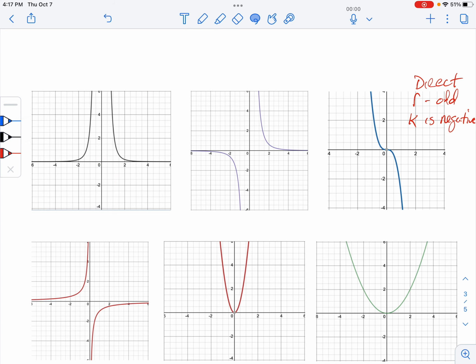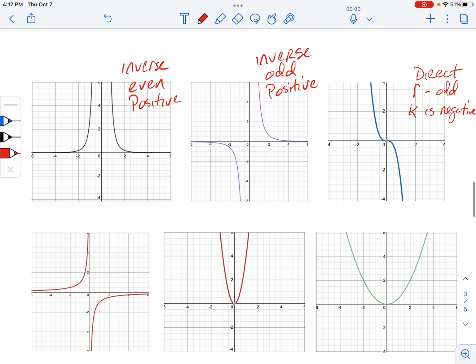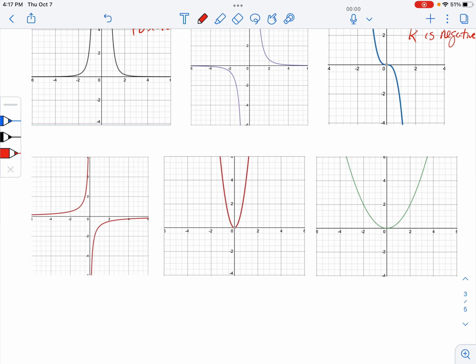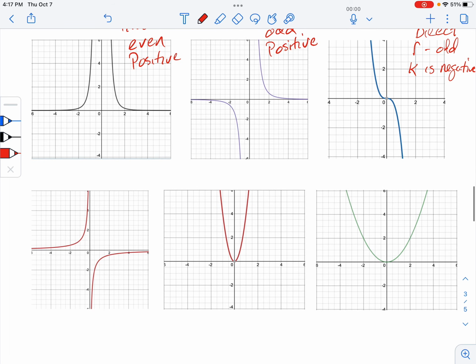Here, I'm going to restart on this one. This was inverse, even, and positive. This is going to be inverse, odd, and positive. If you hadn't done these yet, this would be a good time to pause the video and try to do them yourself, and then come back and check your answers. This would be inverse, odd, and negative, because it would be flipped.